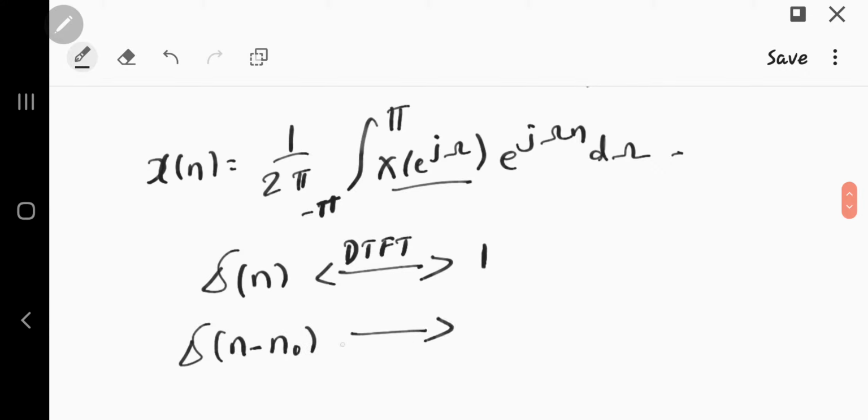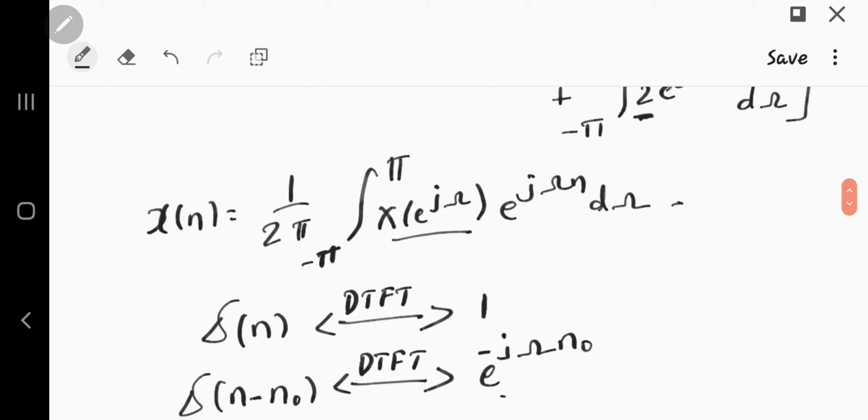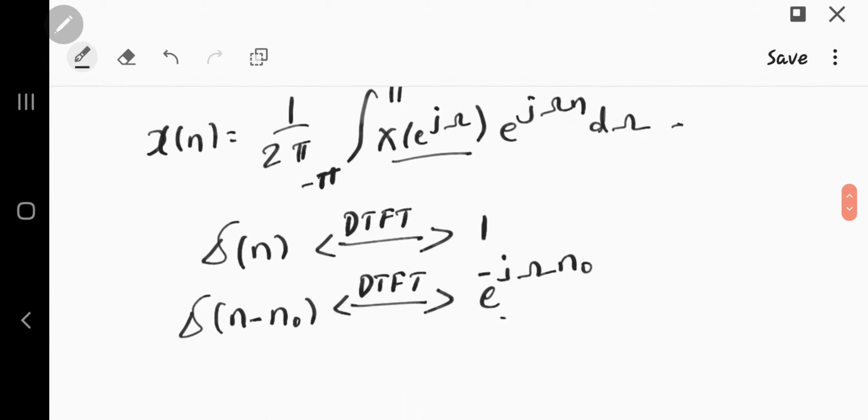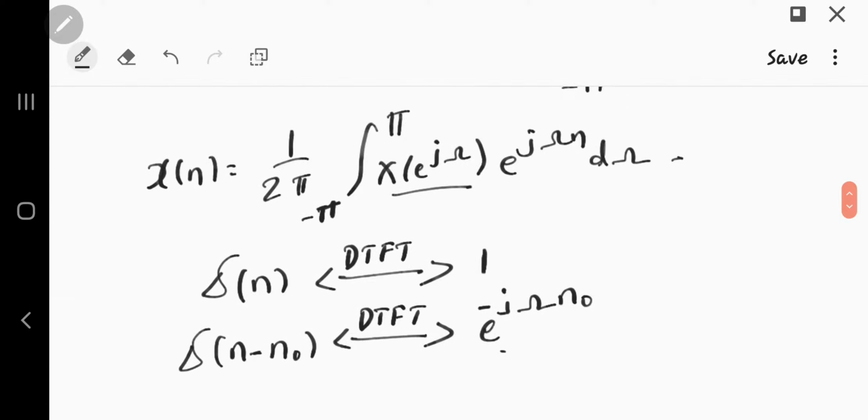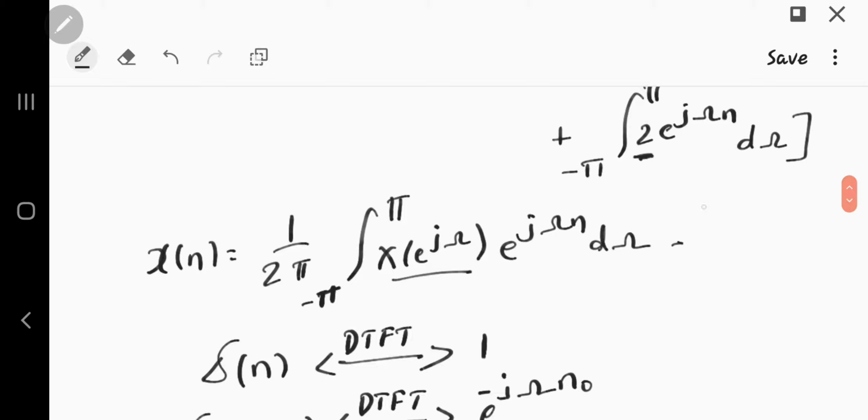If you perform this on delta n minus n naught, then you will get e power minus j omega n naught. So this is the DTFT of delta n minus n naught. Now if you observe this, to get this one we have to apply the time shifting property here. This is just for your understanding purpose I am writing these things.